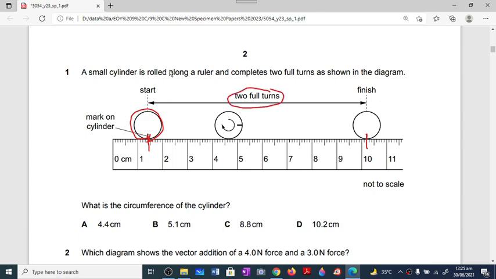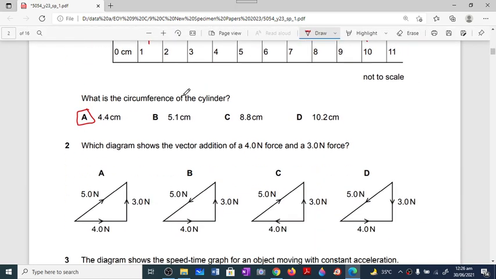So it means that first of all we will calculate the distance. So this distance is 10.2 while the other distance is 1.4. So we will subtract these two distances and then we will get 8.8. It has completed two rotations. So for one rotation, which is the circumference of this, we will get the answer 4.4. So for question number 1, option A is the correct option.